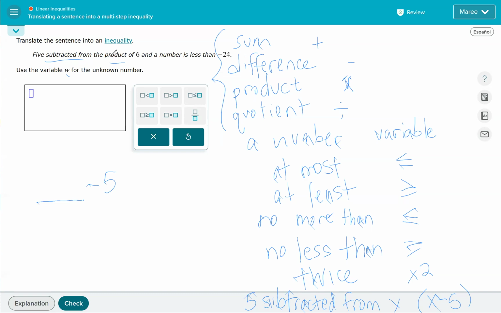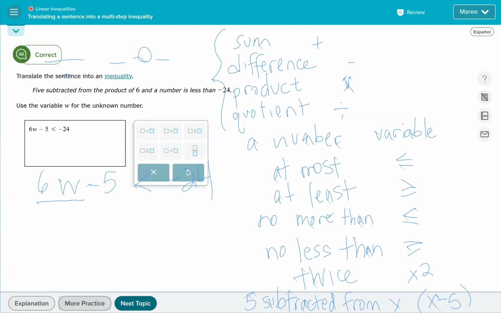Now we have product, which means there are going to be two things being multiplied. So we find our and, and we have 6 and a number. So we're going to have 6 times, and our number we're supposed to use is W. Is less than, so that's just the less than symbol, -24. Okay, so we'll type that in and then we'll add less than and greater than to our list, because that's something that we all need to know the difference between. In our notes, we're just going to add this really quick and then the lesson will be done.